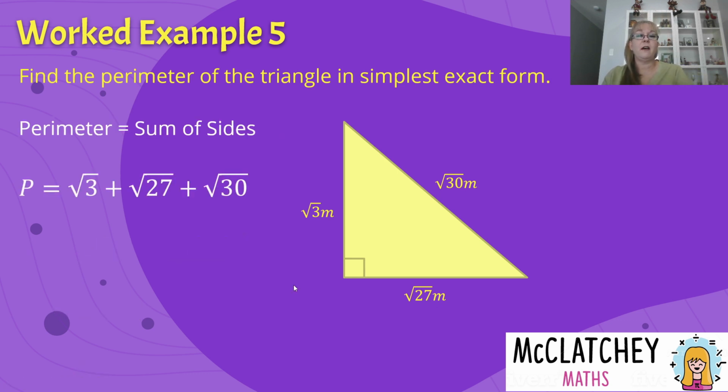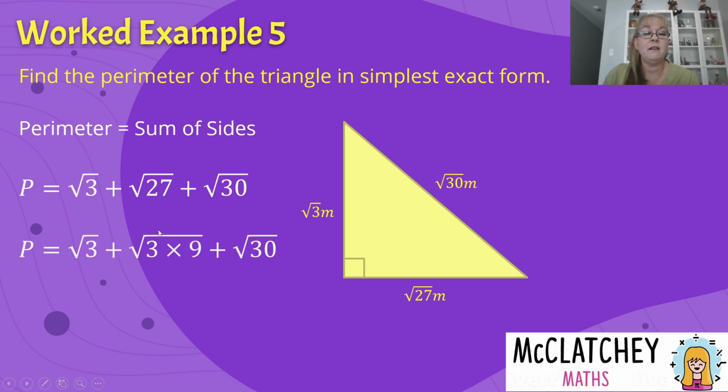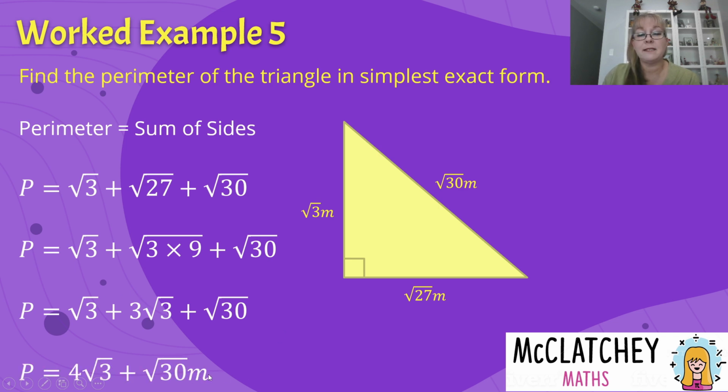So what we're going to do now is simplify these numbers. I'm going to make this one here into 9 times 3 under the square root sign. And then if I take the square root of that, that will become 3 root 3. So now I've got two like terms that I can add together. 1 root 3, or just root 3, plus 3 root 3 makes 4 root 3, plus 30 meters. And I can't simplify that any further.